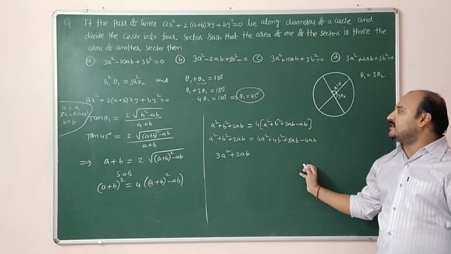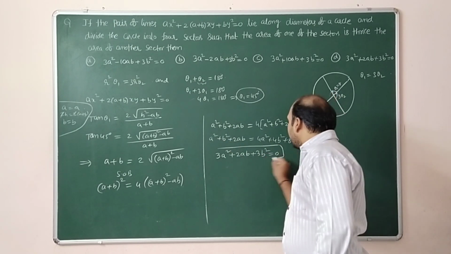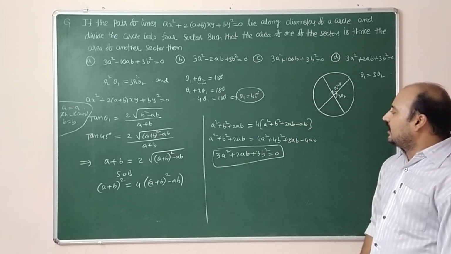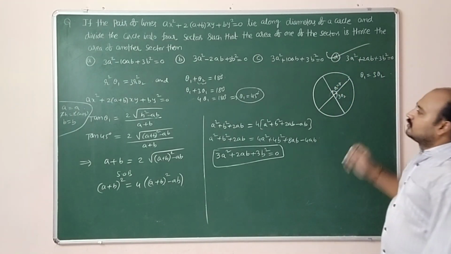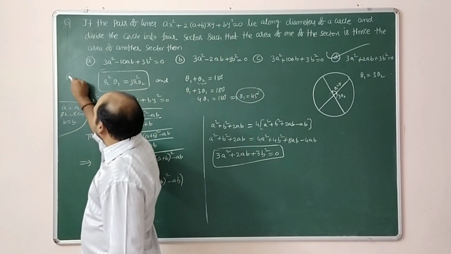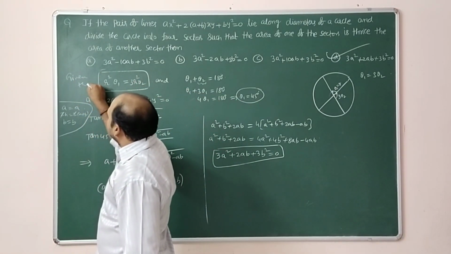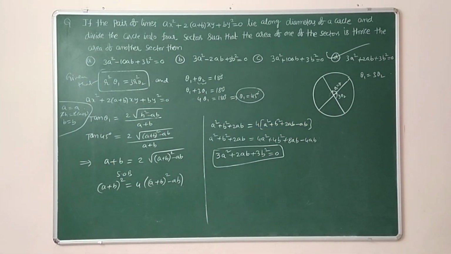4b square, here b square you can take to this side, plus 3b square. So this is the condition: 3a square plus 2ab plus 3b square equal to 0, which is there in the fourth option. This is the given information, which we got from the question. We'll move to the next question now.